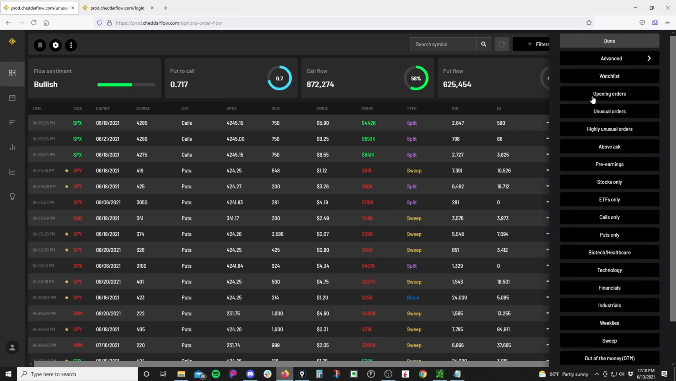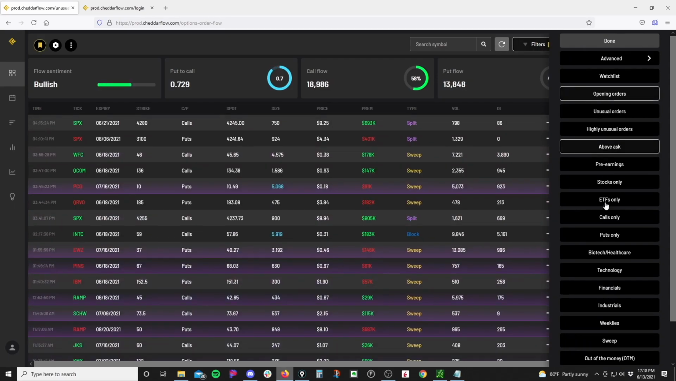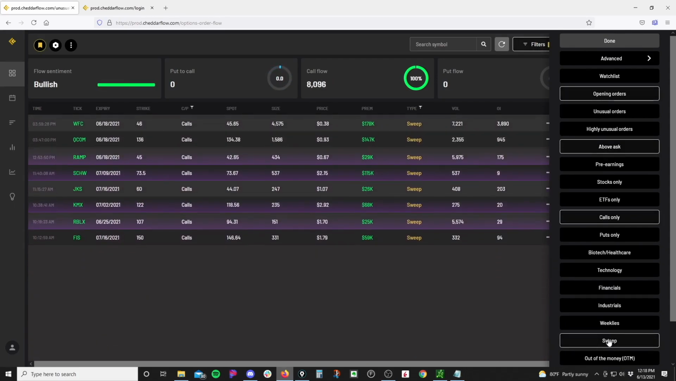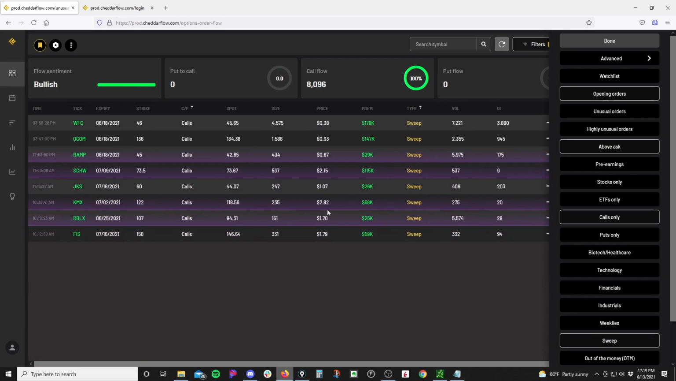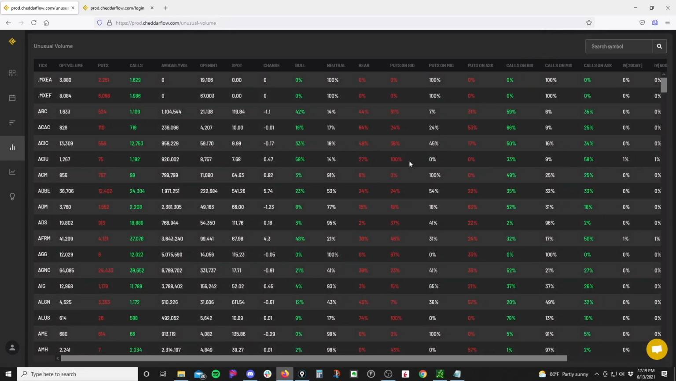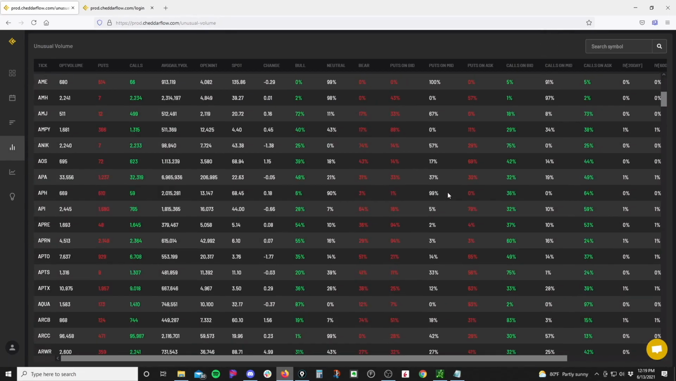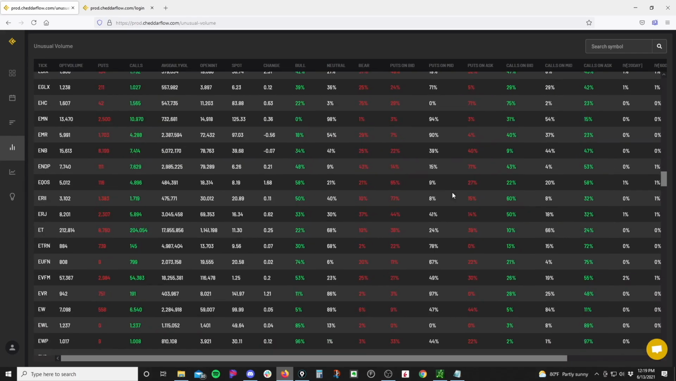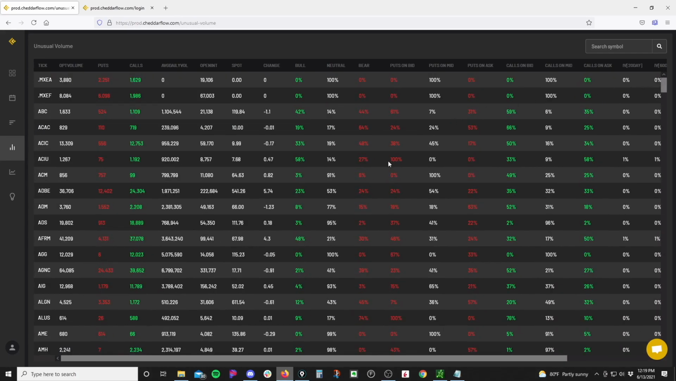So for instance, if we only wanted to look at opening orders that are above the ask, call only, and sweeps, we filter that data down significantly, and it gives us a very tight data set that we can draw pretty concrete conclusions from, based on the directional bet and directionality of this flow. But when you flip over to the unusual volume tab, you'll notice that there is no filter option, and we have a bunch more data here, and it's just a large data set. So how do we make good inferences on this data set that we're provided?